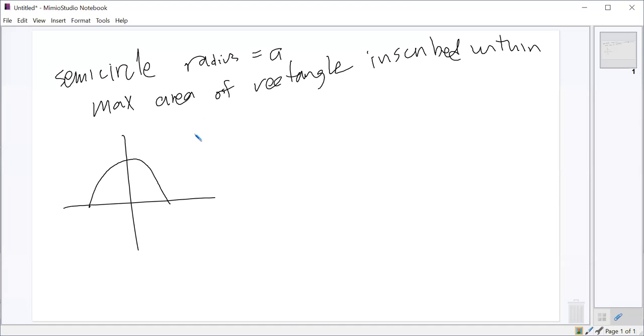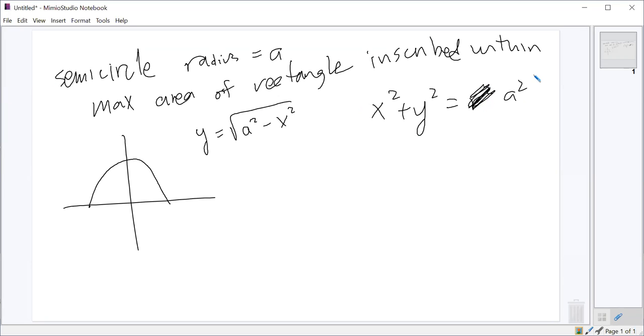The equation of a semicircle is y equals the square root of the radius squared minus x squared. That just comes from the equation of a circle centered at the origin, x squared plus y squared equals r squared. So, if the radius is a, right? And so if you solve that for y, you get the square root of a squared minus x squared. The positive square root is the top half of the circle, and the negative square root would be the bottom half of the circle. Okay? So that's where that equation comes from. You should, I hope, already have been familiar with that.